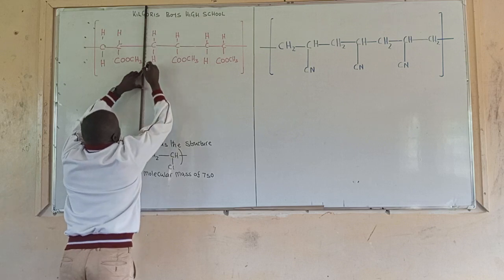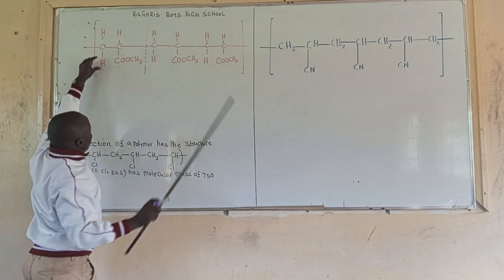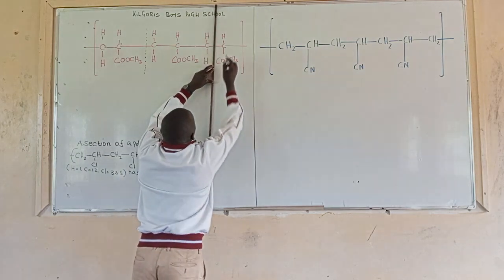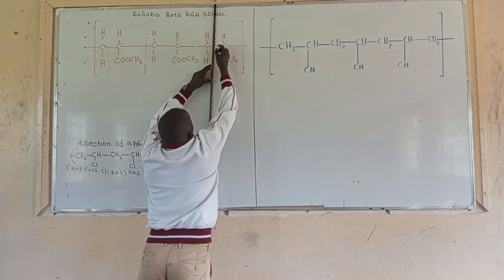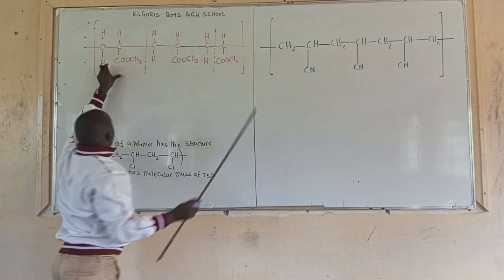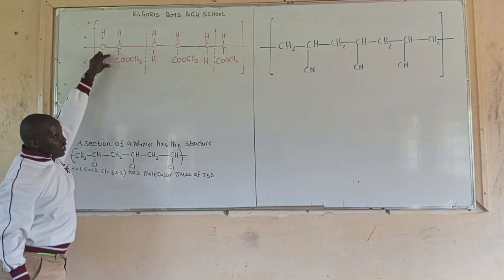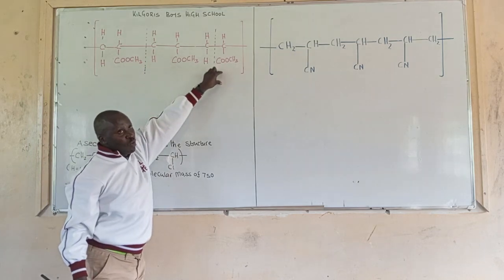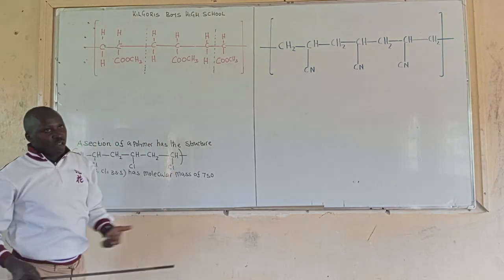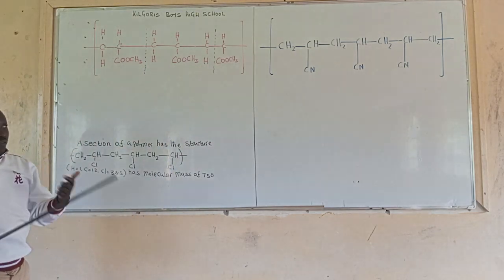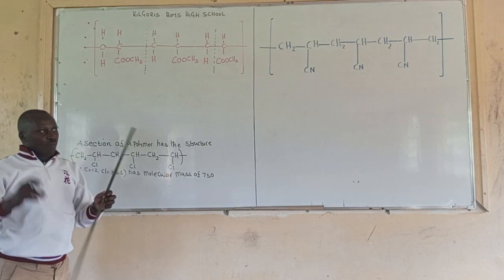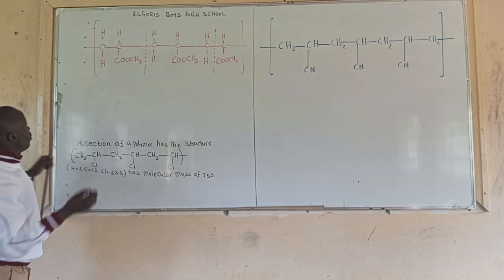You just draw this. Then another repetition is just here, so you draw it from this one here. If you pick it from here, this is a monomer, this one will be a monomer, that will be a monomer. When they combine, they normally form a polymer. So if you are required to draw the monomer from here, this is just what you do.